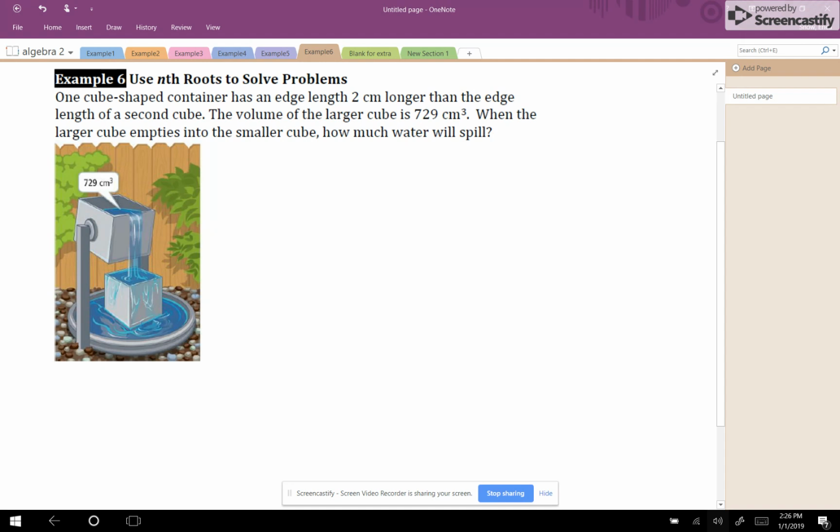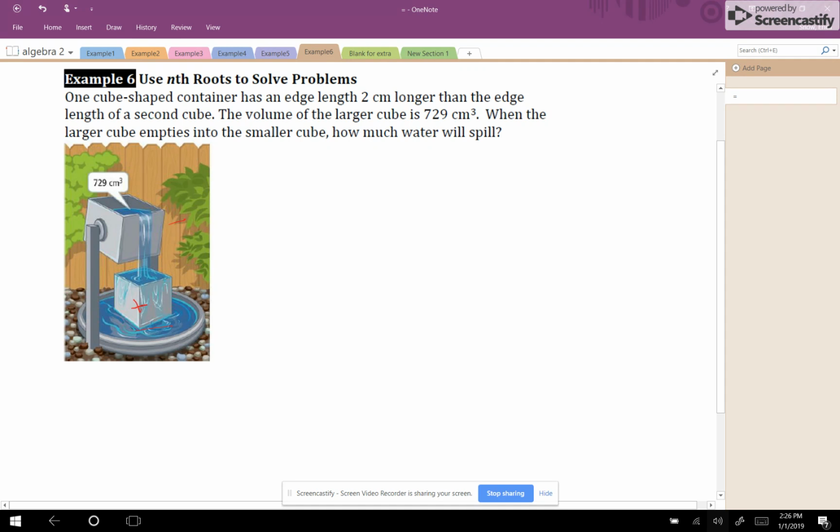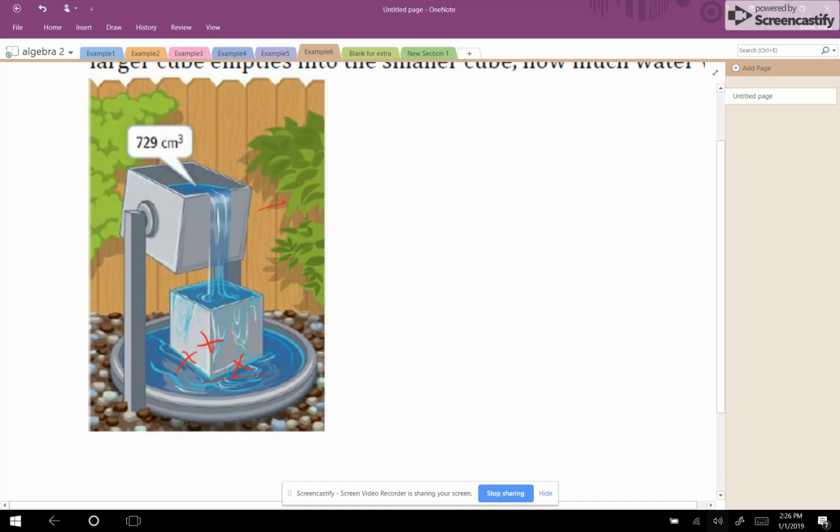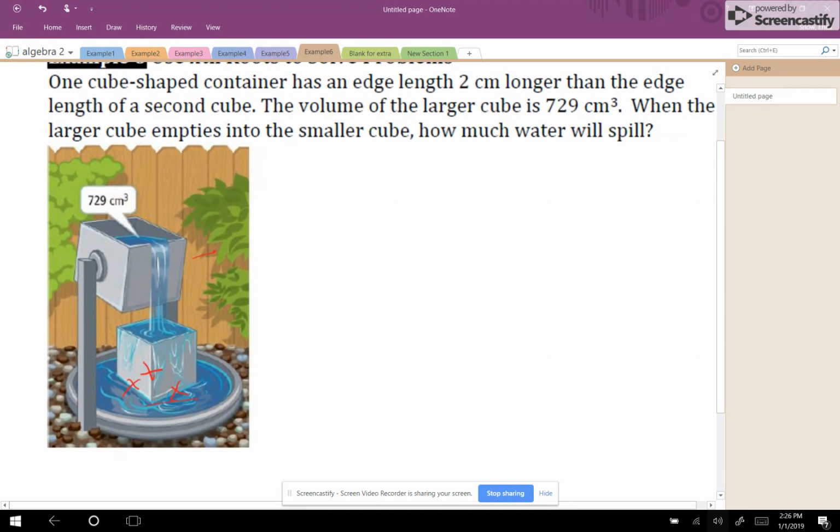So we have a cube-shaped container that has an edge length 2 centimeters longer than the edge length of a second cube. So here's our big cube. Here's our little cube. This one has edges that are x by x by x because it's a cube. And since this one is bigger, it's going to be x plus 2, x plus 2, and x plus 2.